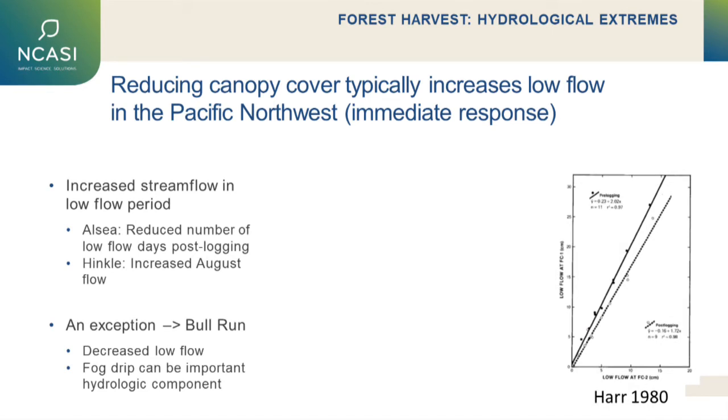One exception to this is Bull Run watershed, where Harr in 1980 found that there was actually decreased low flow immediately after harvest. And they were able to attribute that to fog drip, which is a very important component of the hydrologic budget in that particular watershed.